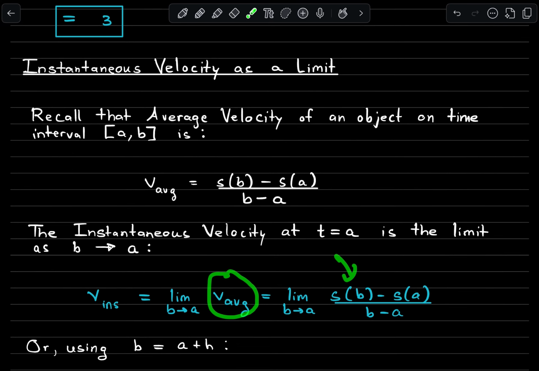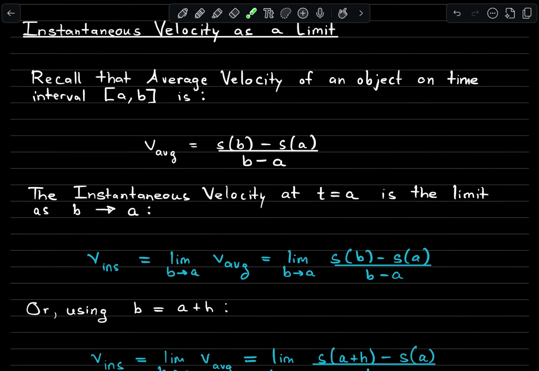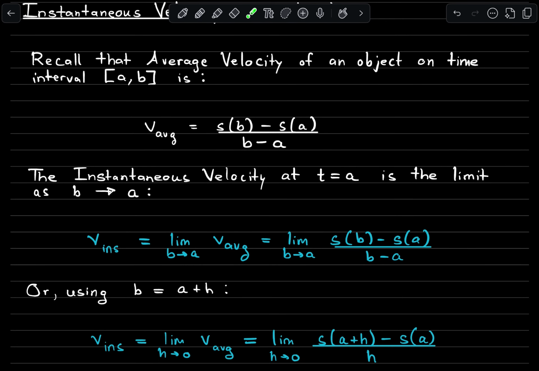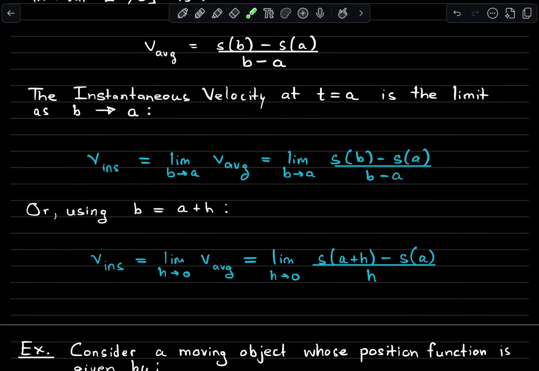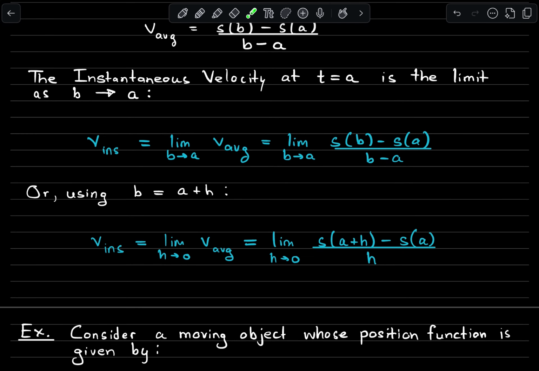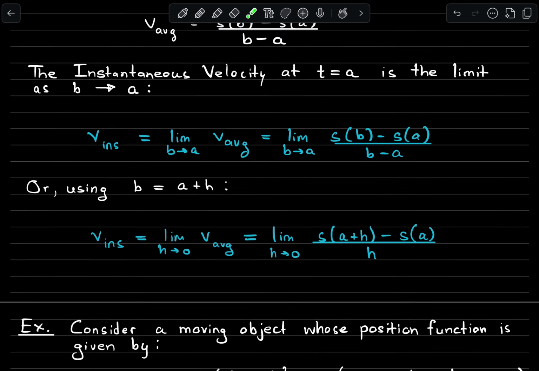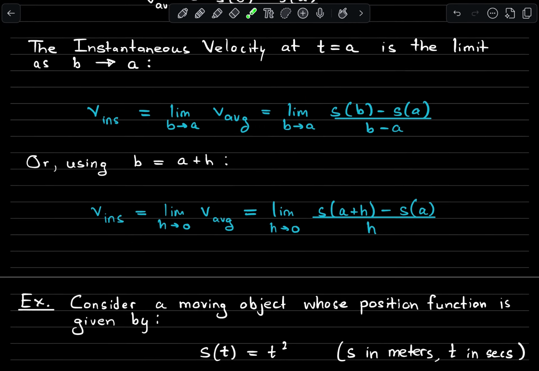Or if we use that notation where B is equal to A plus h, it would look like this. The instantaneous velocity is the limit as h approaches 0 of the average velocity, and we're going to get S of A plus h minus S of A, all of it divided by h. Okay. Now let's see how that actually looks. Let's try it with the limit in an example problem.